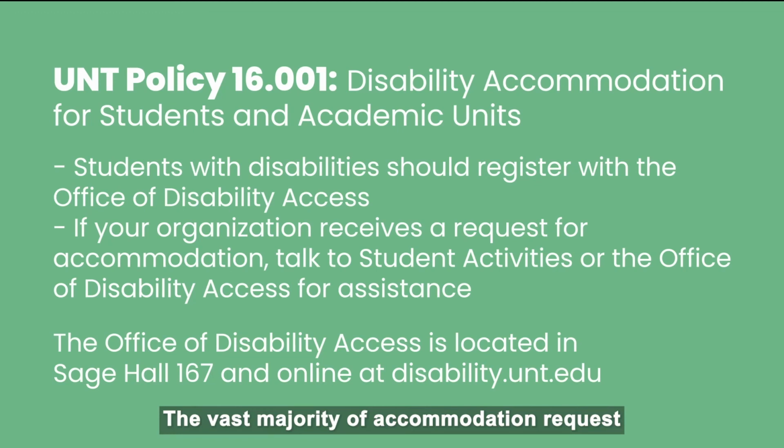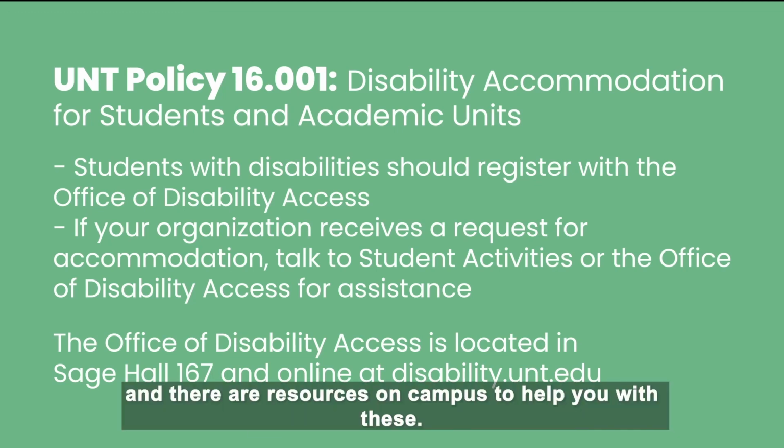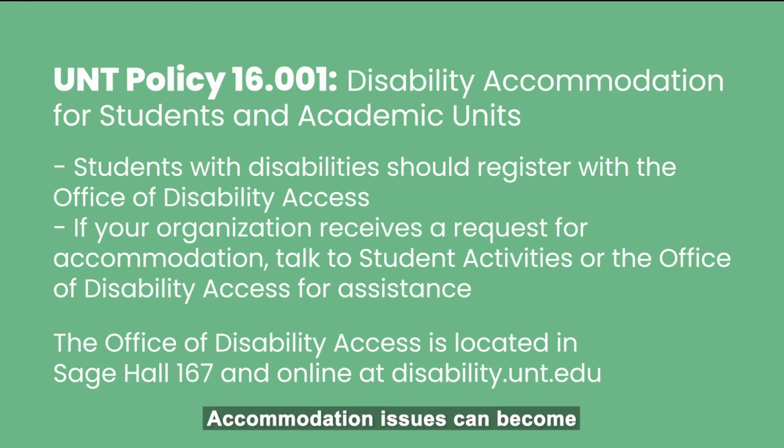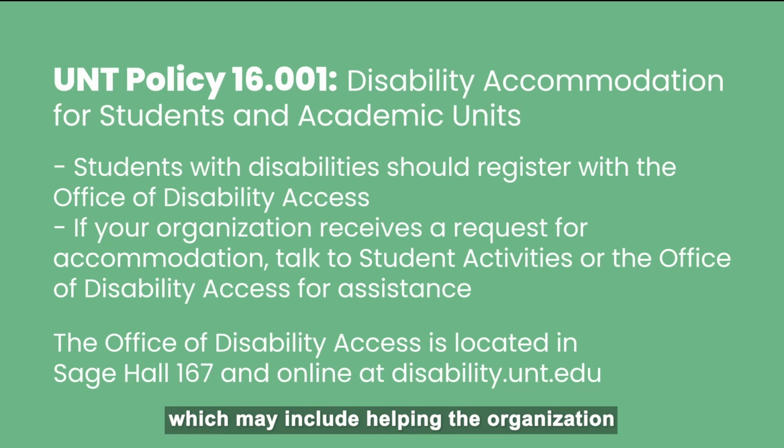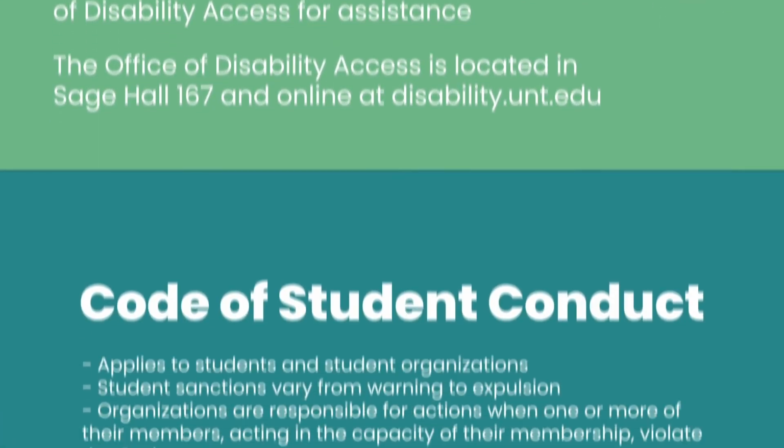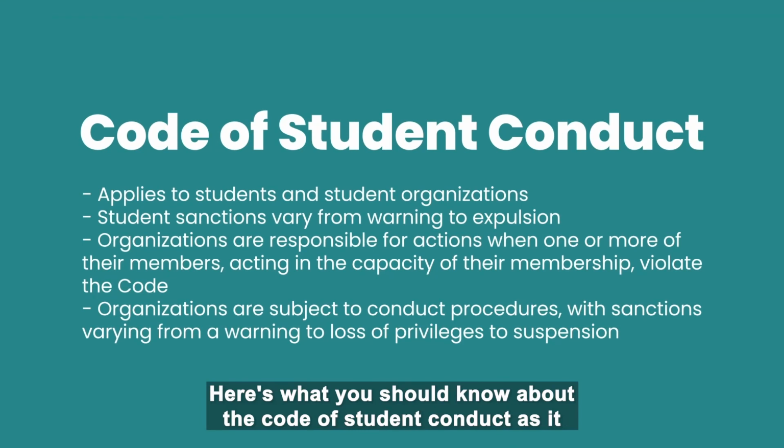The vast majority of accommodation requests are simple and inexpensive, and there are resources on campus to help you with these. Accommodation issues can become serious complaints or even lawsuits, so if your organization receives a request for accommodation, talk to Student Activities or the Office of Disability Access for help, which may include helping the organization explore ways to fund accommodations. The Office of Disability Access is located in Sage Hall and online at disability.unt.edu.